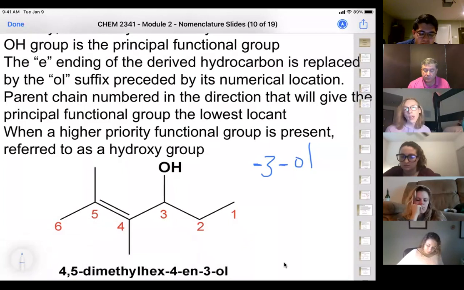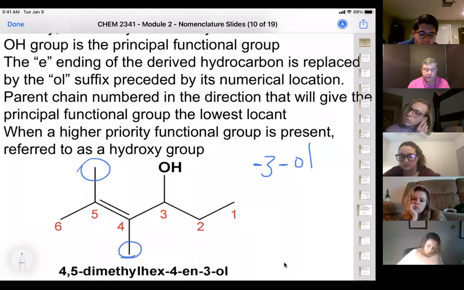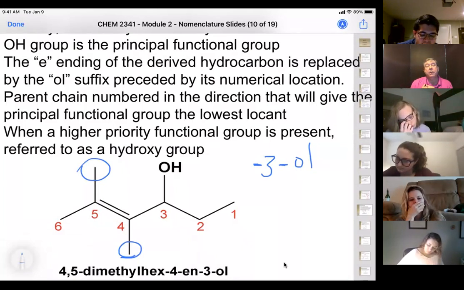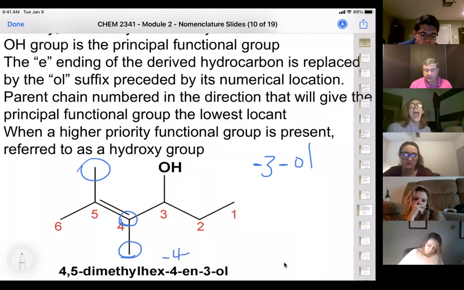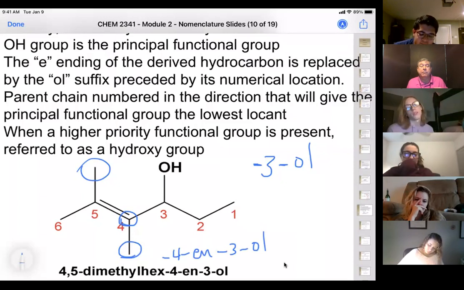So let's start naming everything else. We have 1, 2, 3. We have 2 substituents now, methyl groups at 4 and 5. So we can do 4,5-dimethyl. Okay, and we have hexa because we have 6 carbons. But now we need to locate the alkene as well. So the first carbon of the alkene, the lowest number of that alkene is 4. So we say -4-ene-3-ol, okay? So we used to call this the ene-ol rule, meaning that you always have that infix there, because that infix tells you about carbons, but the ol tells you about the functional group, okay?